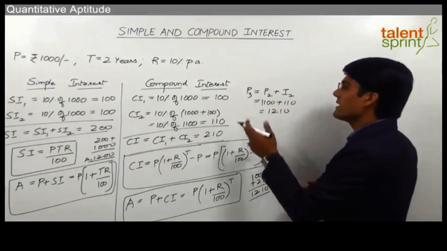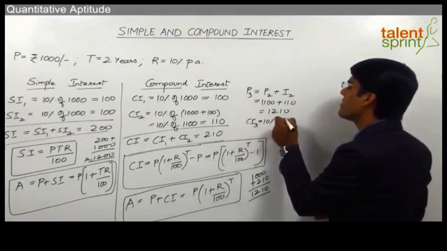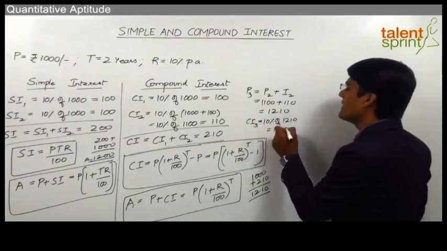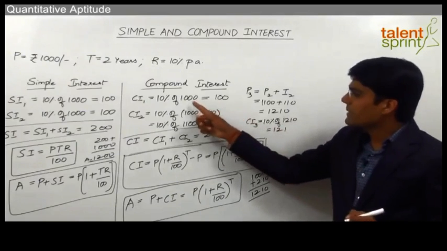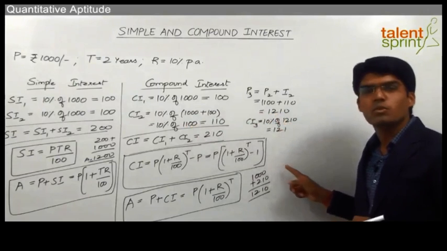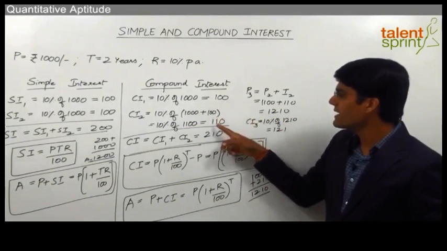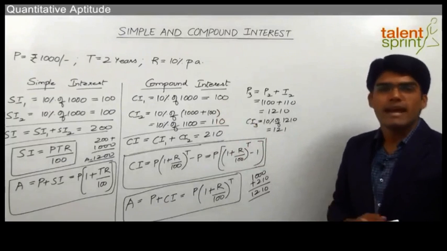And again, the compound interest for third year will be 10% of this value. So 10% of 1210 will be equal to 121. This is how the principal keeps changing: first year 1000, second year 1100, third year 1210 and so on. And hence the interest also increases: for first year it is 100, second year 110, third year 121 and so on.